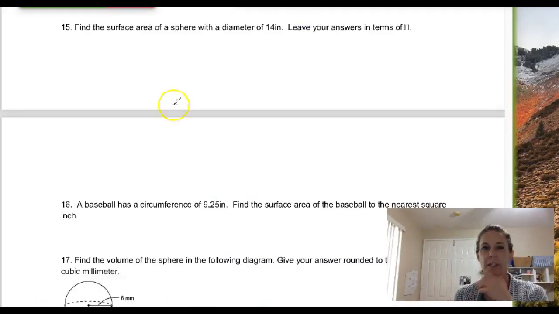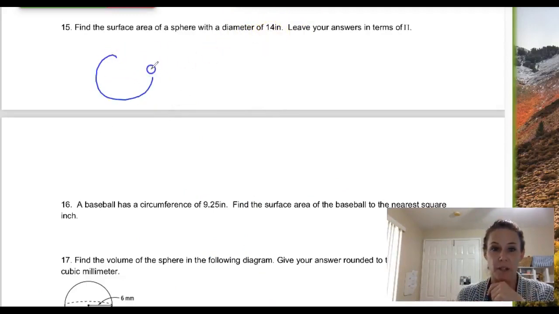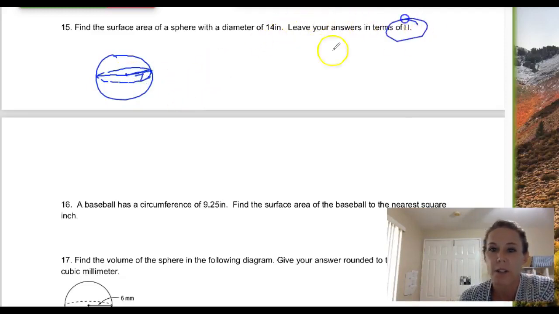We want to find the surface area of a sphere with the diameter of 14 inches. And your sphere is going to be, the diameter will be of the great circle, which is the slice straight through the center. So if the diameter is 14, the radius will be 7. All right, leave your answer in terms of pi.